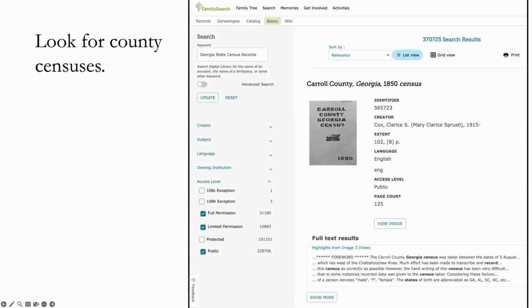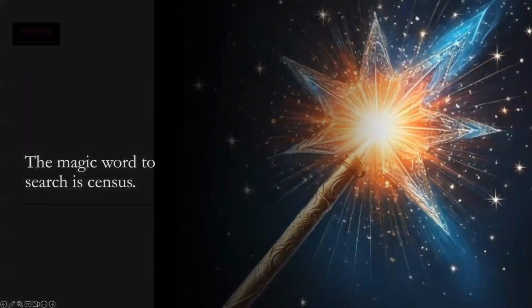And one other thing is when you do a search, this is in the books section of FamilySearch, for books, just look for census. My keywords were Georgia State Census records, and we came up with a census, the 102 pages of the Carroll County, Georgia census back in 1850. Now, granted, there was a U.S. census in 1850, but the question would be, why is there this book? Is this a copy of the federal census, or is this an additional census, or is there information here that may not be in the other census?